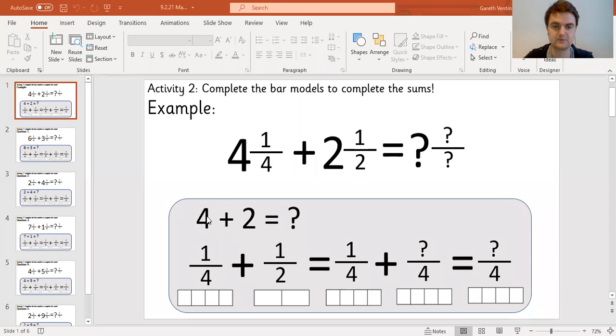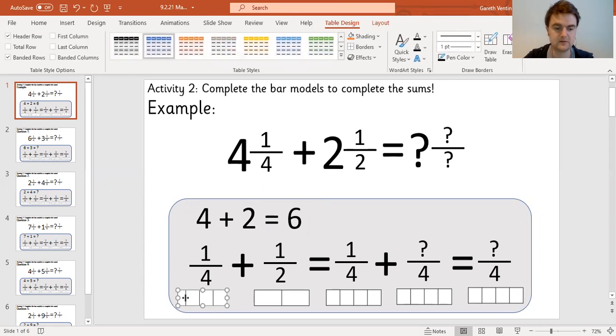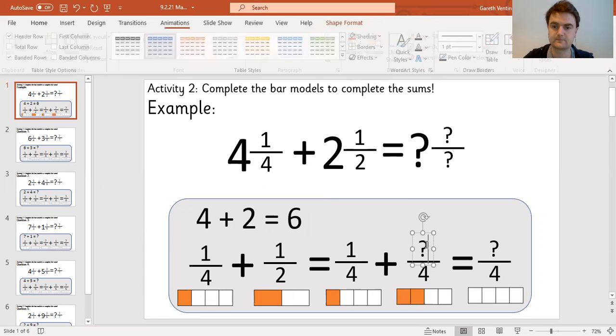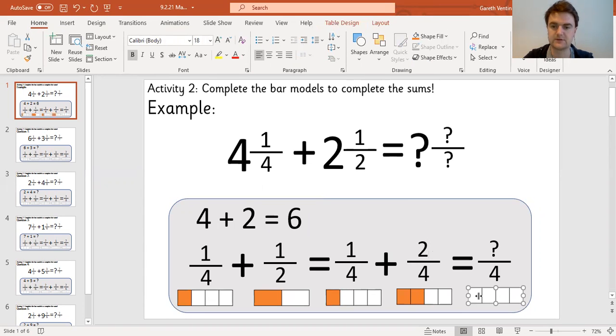Now for activity 2, you've got the same thing except for the fact that your job is to fill in the bar models. So 4 add 2 is 6. 1/4 plus 1/2, I have to fill in here. So I will represent 1/4 there. I will represent 1/2 there, equals 1/4, which stays the same. And 1/2 turns into 2/4. And then which means I've got 1/4 plus 2/4, which leaves me with 3/4, which means that I've got 6 and 3/4. So that's going to be your job for activity 2.